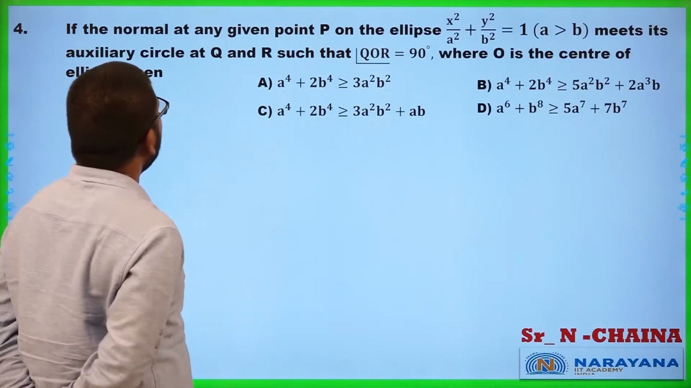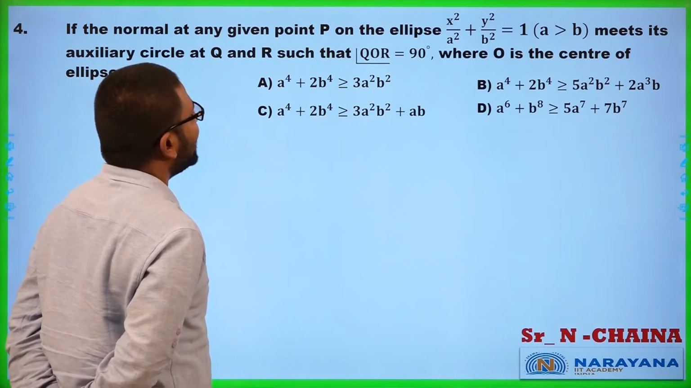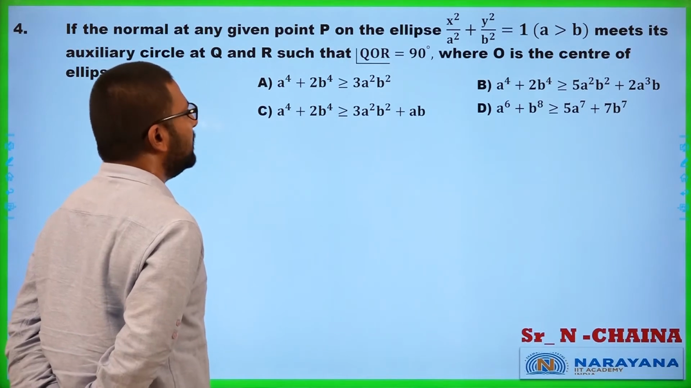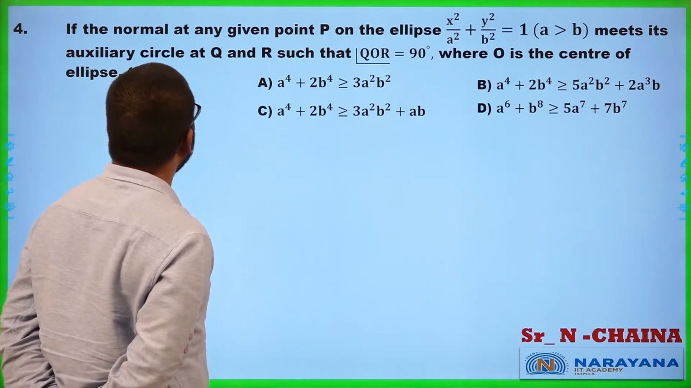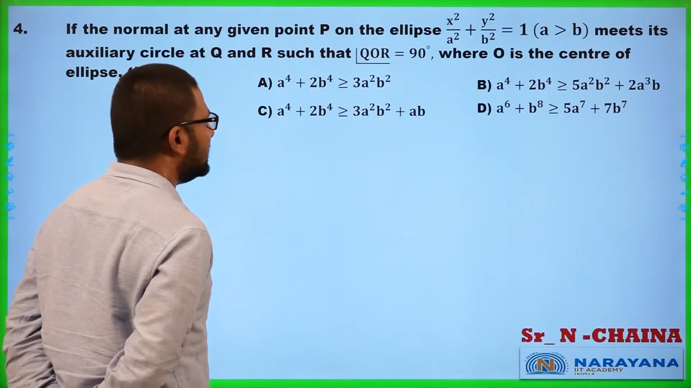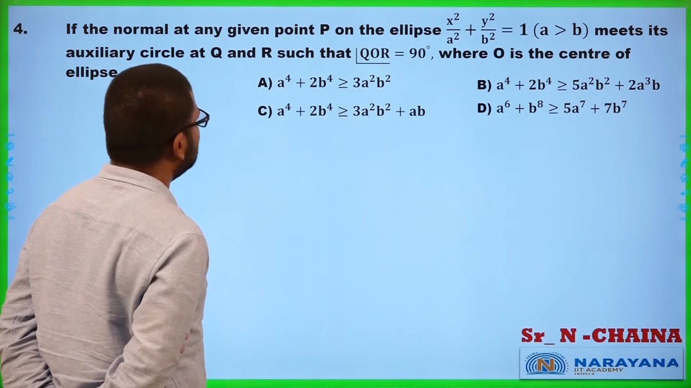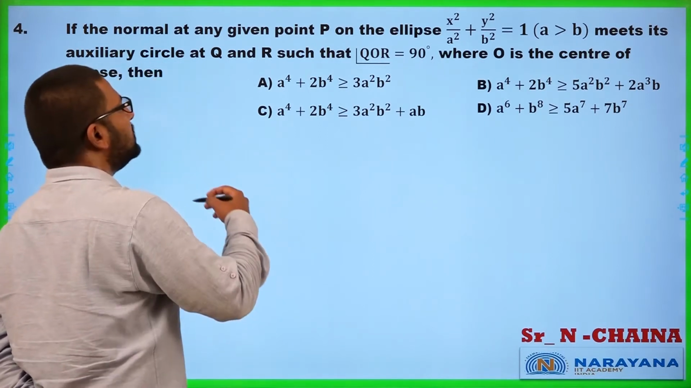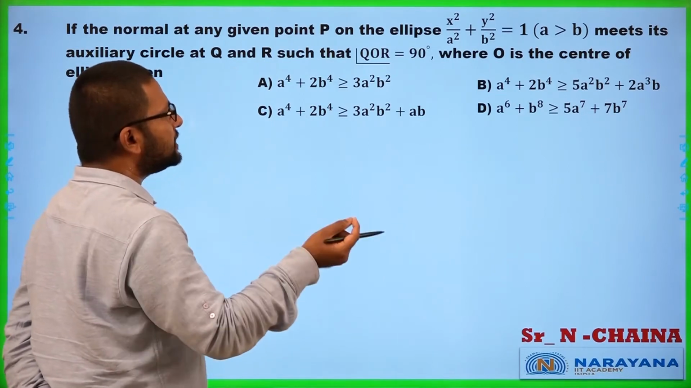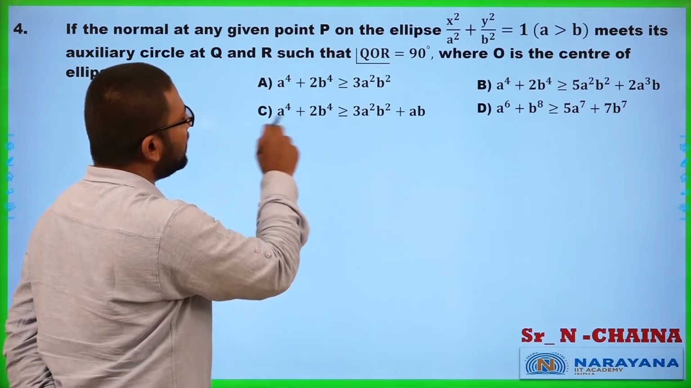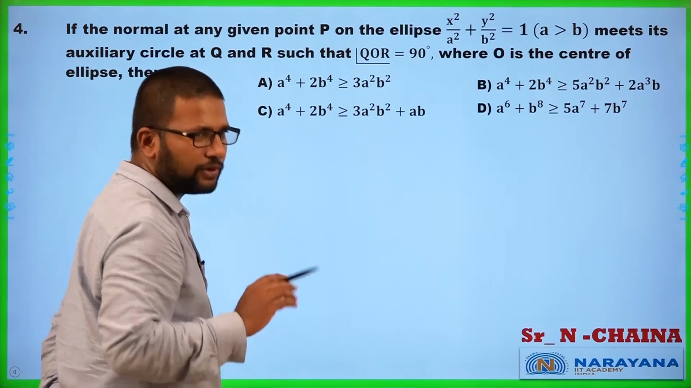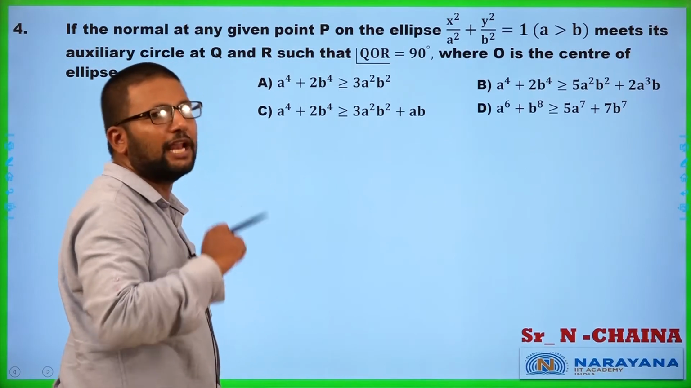If the normal at any given point on the ellipse x square by a square plus y square by b square equal to 1, where a is greater than b, meets its auxiliary circle at q and r such that angle QOR is equal to 90 degrees, where O is the center of the ellipse, then we have to now decide which condition is satisfied by A and B. It's very important to notice that we are looking for the fourth power of A and B or sixth and eighth power. Okay, such observations help in solving the problem.